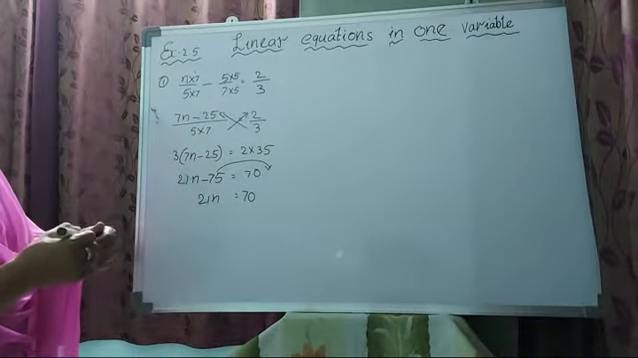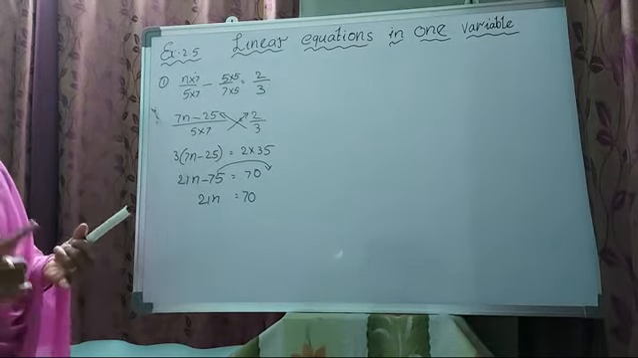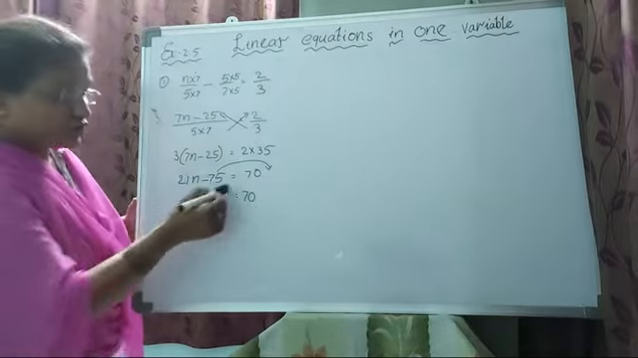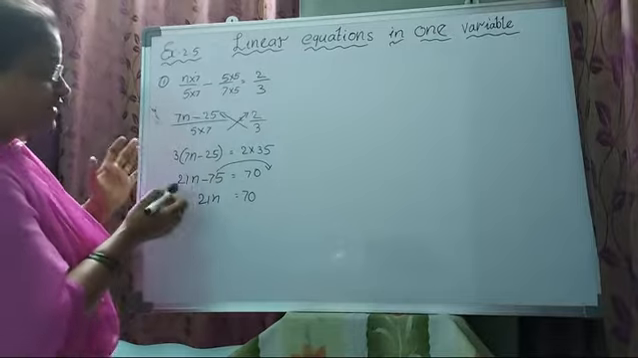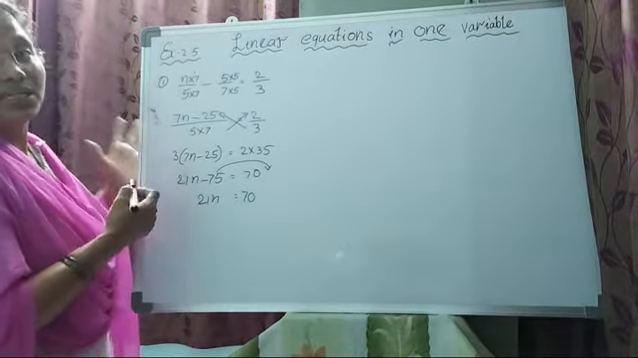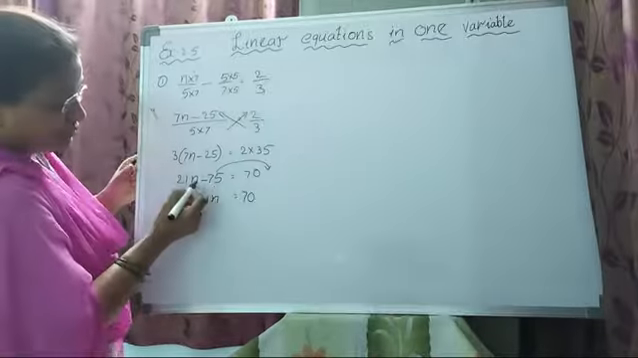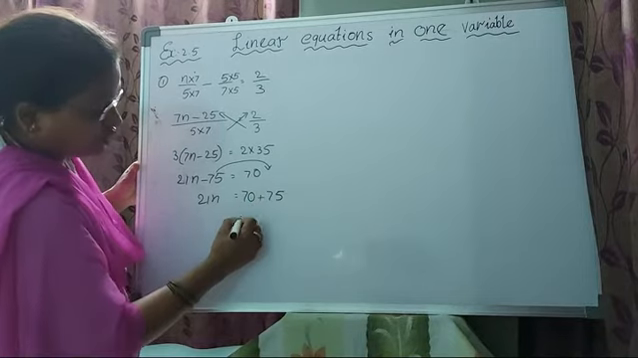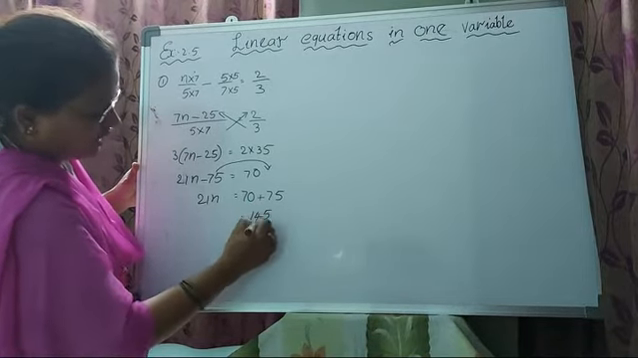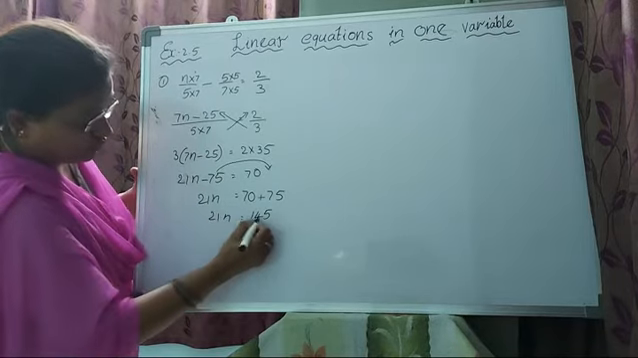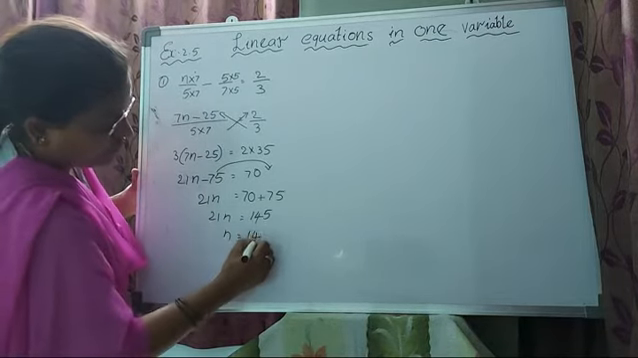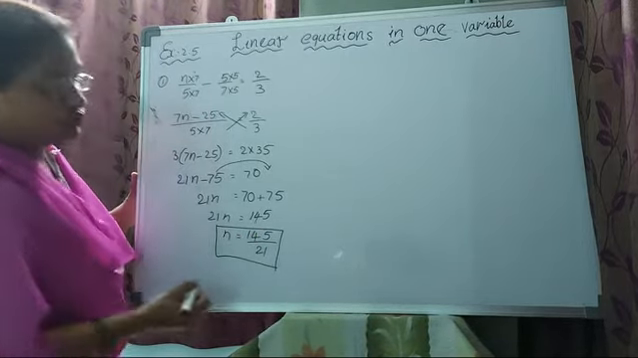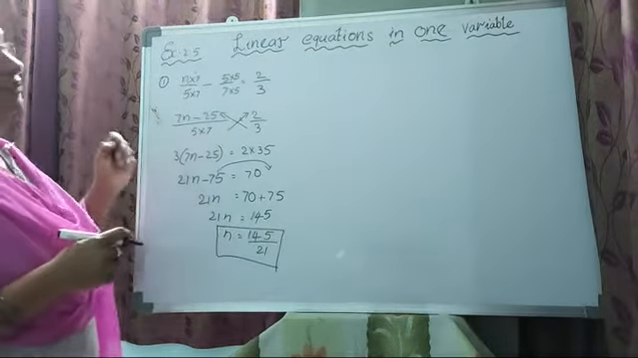See, according to the order of operations, first we do division, then multiplication, then subtraction, then addition. But here, first you have to add or subtract, then only go for multiplication and division. See here, minus 75, if you transpose it to the right hand side, it is plus 75. So 0 plus 5, 5, 7 plus 7, 14. So 21n is equal to 145. n is equal to 145 by 21. So we found the n value. That is the solution of this particular problem.